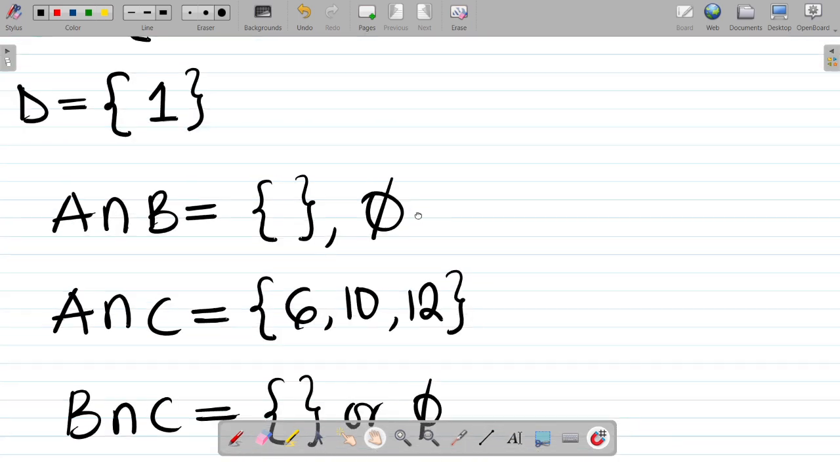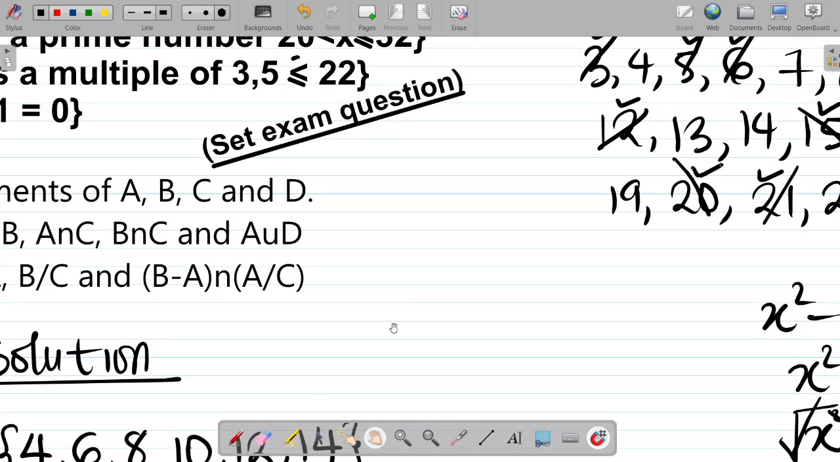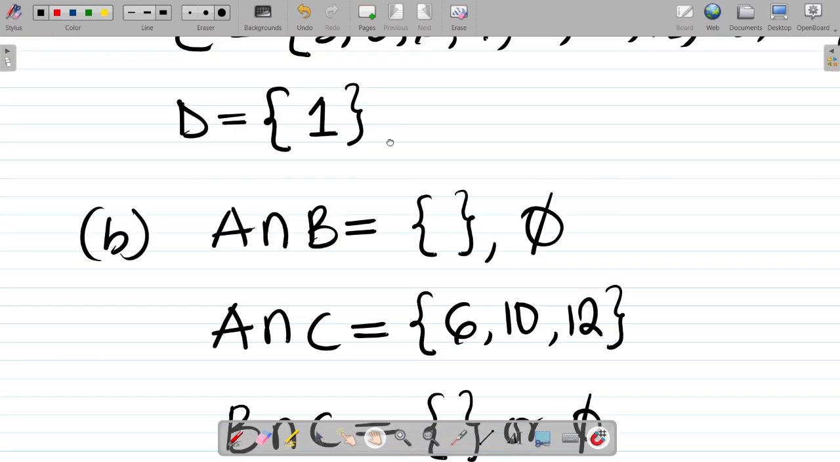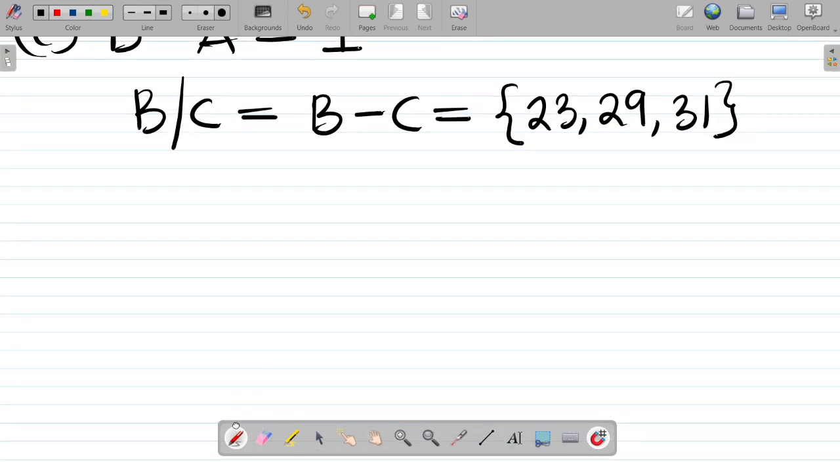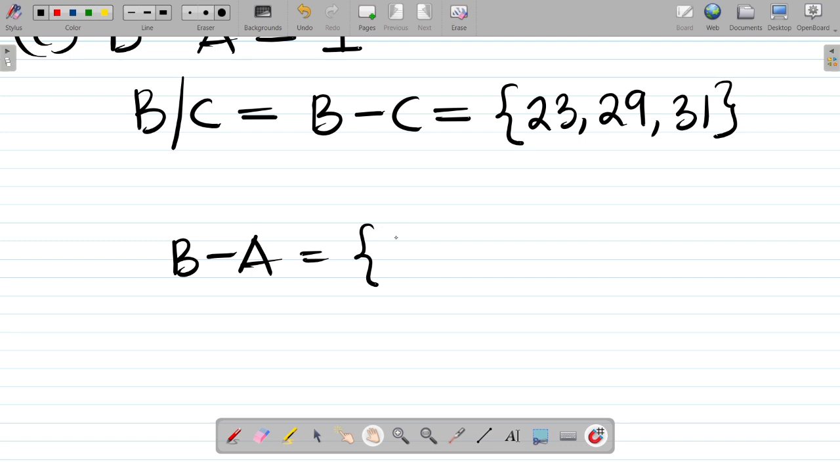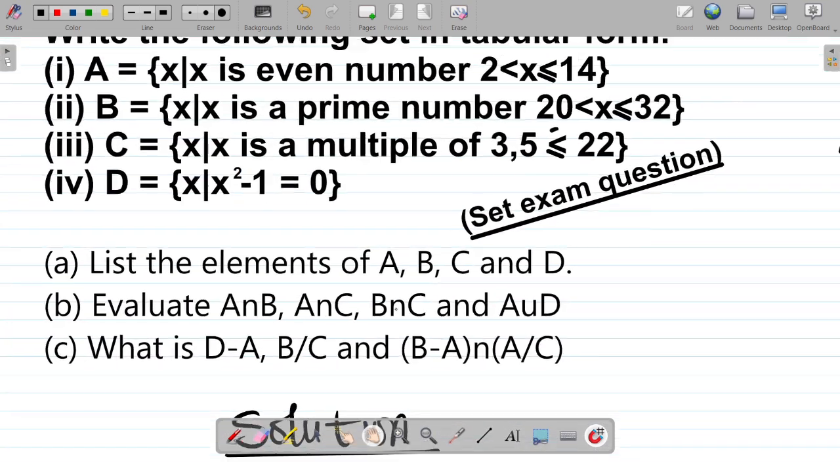Okay. Next up, they asked us to find B minus A intersection A slash C. Let's first of all get the value of B minus A. What's B minus A? B minus A are simply those elements in B not in A. Look at elements in B not in A.